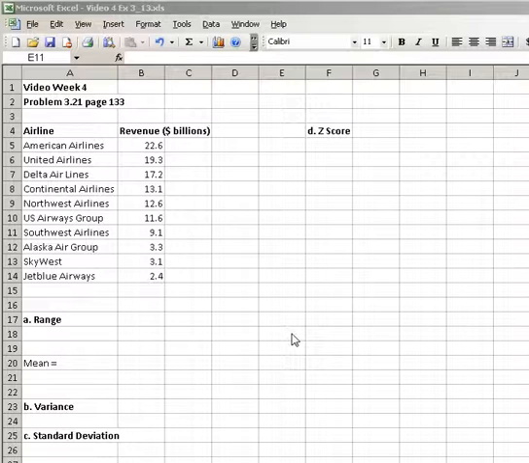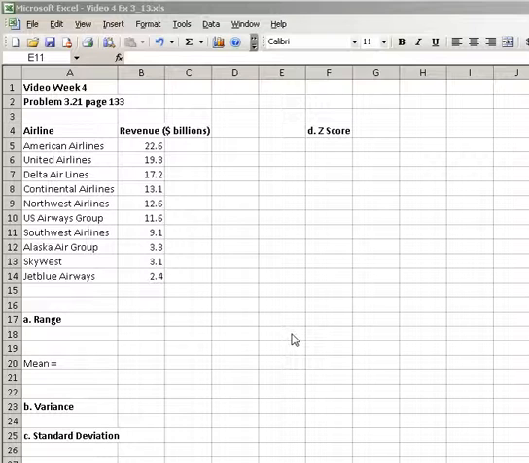I'm doing problem 3.21 on page 133, and we're given 10 airlines. I don't know if they're the top 10 or were the top 10. Delta and United and Northwestern have one, for one thing, and I think JetBlue's come up in their rankings too. At any rate, we're going to do 4 things: calculate the range, the mean, variance, standard deviation, and the z-score for each of these airlines.